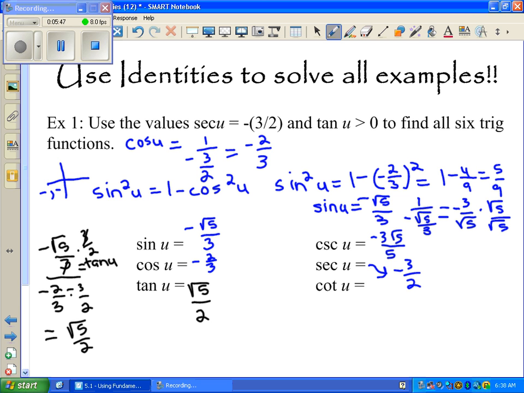My cotangent, using my identities, is 1 over the tangent. That is equal to my cotangent. And so when I multiply the top and bottom by 2 over √5, I end up with 2 over √5. Have to get rid of that square root on the bottom. So I multiply by my convenient form of 1 here to give me 2√5/5.